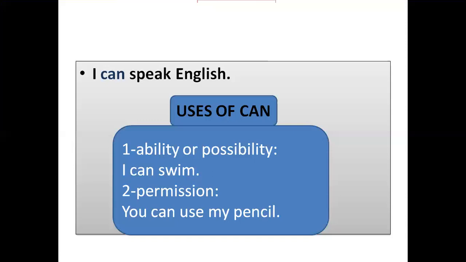Or for example, I can dance. So I know how to dance. I'm able to dance. Number two, we have permission. So I'm asking about the permission to do something. For example, you can use my pencil. So here I'm giving the permission to do an action. You can use my pencil.